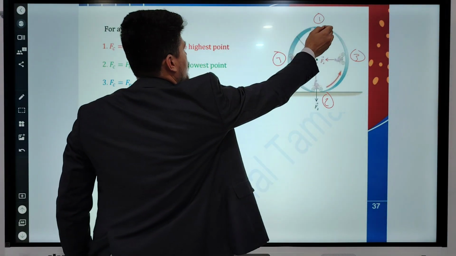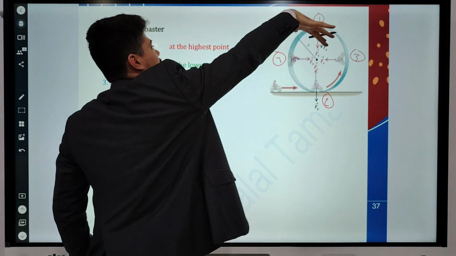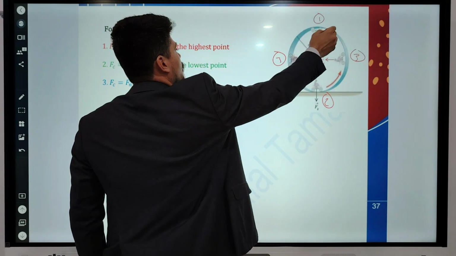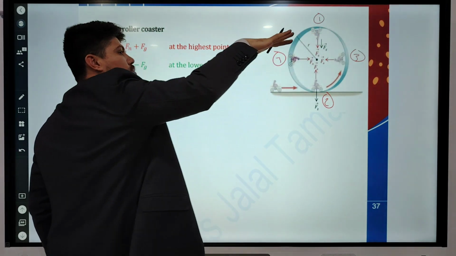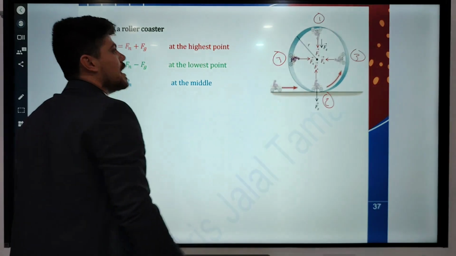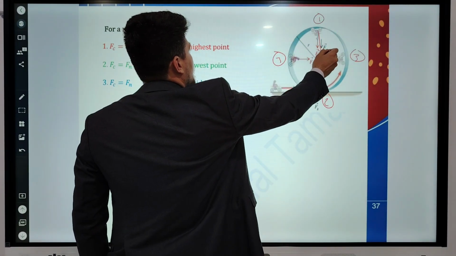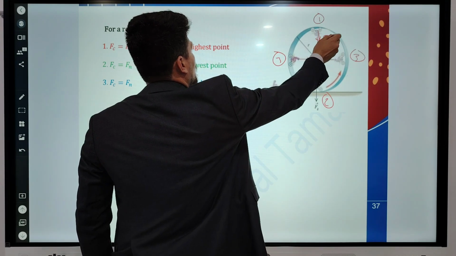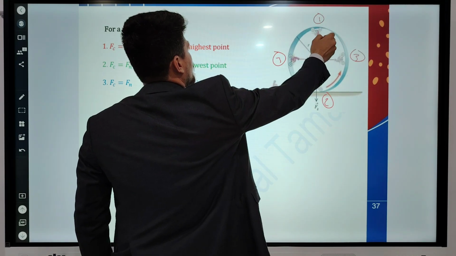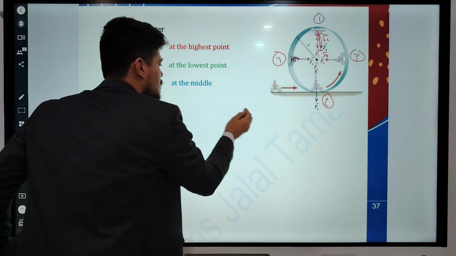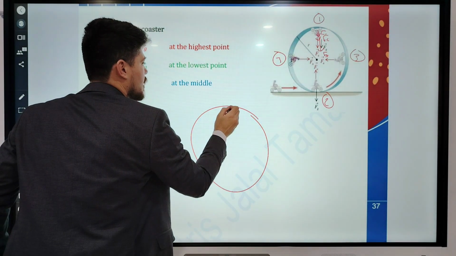For number 1, where is the object? The object is upside down. When the cart is moving upward at the top point, it becomes upside down. In that case, where is the gravitational force? Downward. Fc also downward. The normal force, perpendicular to the surface, also downward. So all forces are downward.